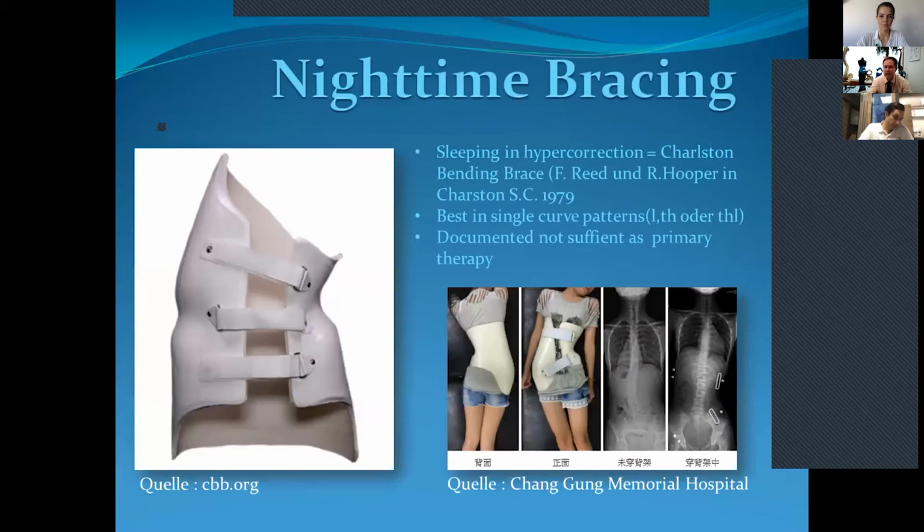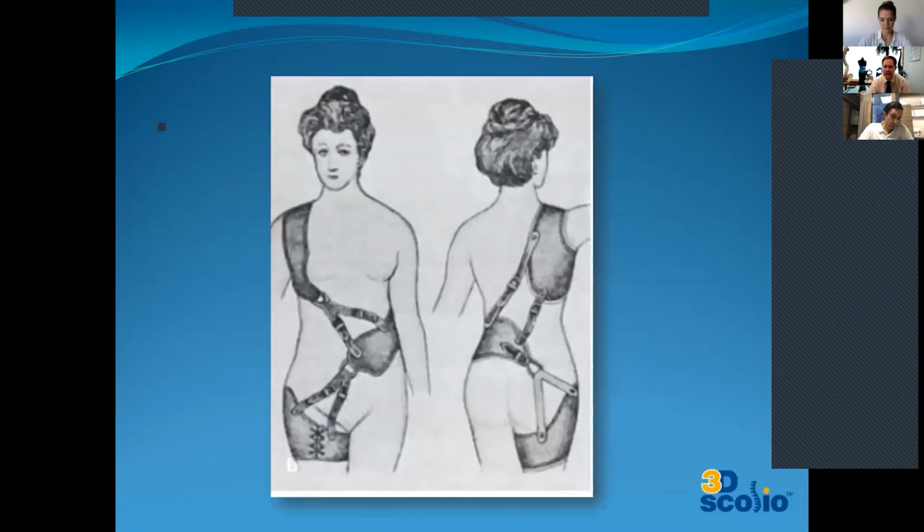Of course, there is also nighttime bracing. We have here the compression technique where the patient is compressed, and because of the lying position, the spine is in a hypercorrection position. Unfortunately, we know that nighttime bracing alone is nowadays not sufficient as a long-term result.